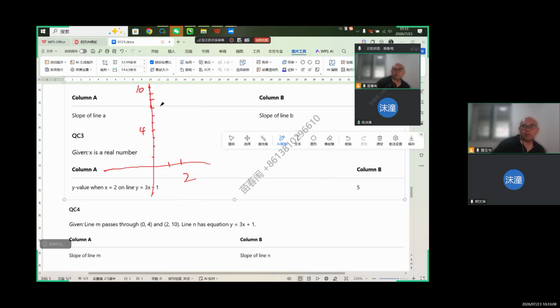Am I doing a better job? So this is the first point, and the second point is 2, 10, in here. That's my 10 and that's my 2. Then I want to connect them as a straight line and do the rise over run. What's this in here? My rise.